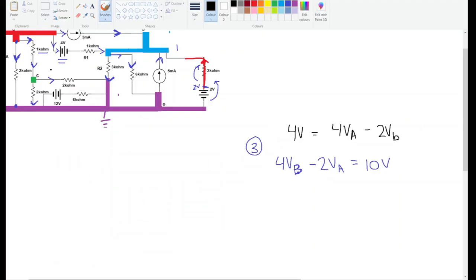Now what we can do is add these equations and get rid of one of the variables. Our first equation is 4V is equal to 4VA minus 2VB.